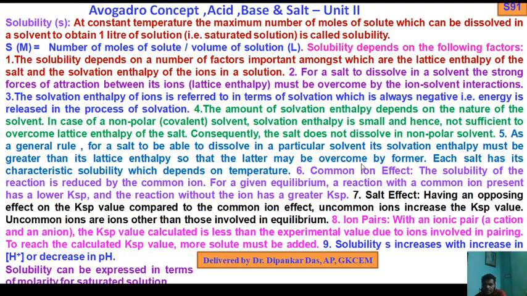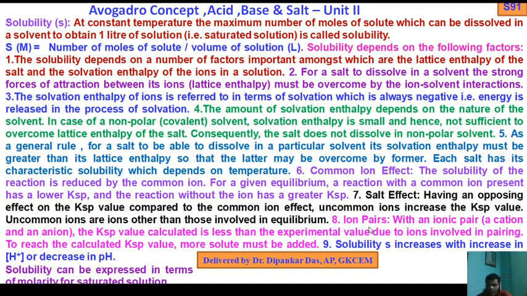Common ion effect: the solubility of the salt is reduced by a common ion. For a given equilibrium, the reaction with common ion present has a lower solubility and the reaction without the ion has a greater solubility. 7. Salt effect: having an opposing effect compared to the common ion effect, uncommon ions increase the solubility. Uncommon ions are ions other than those involved in the equilibrium.